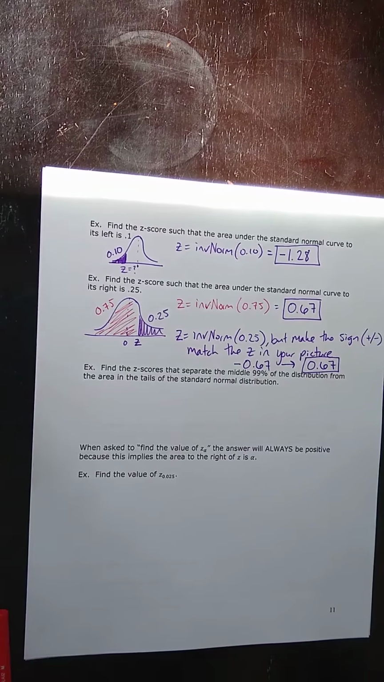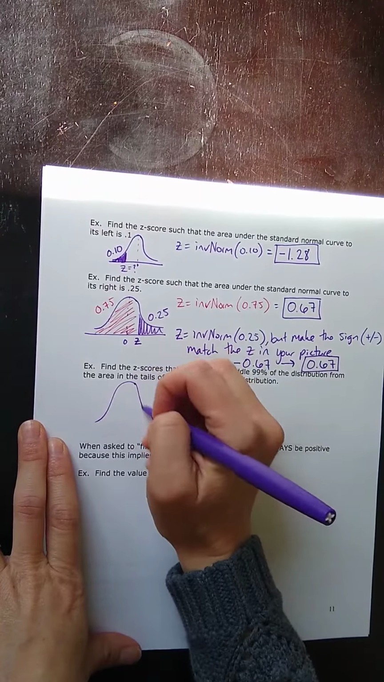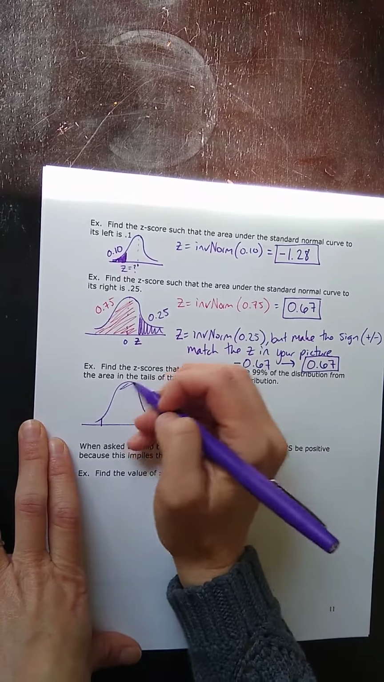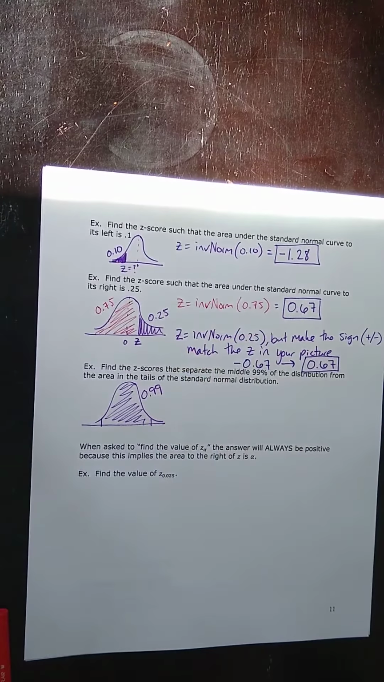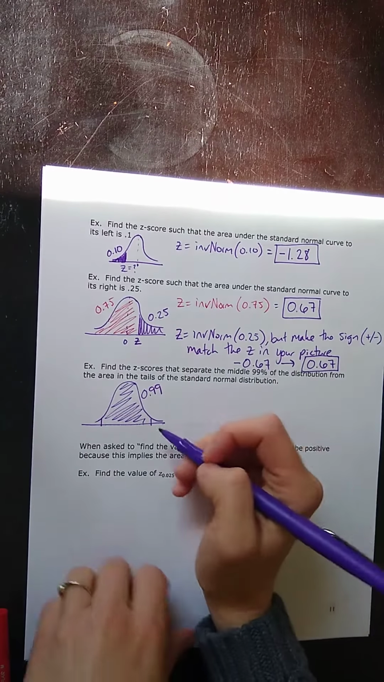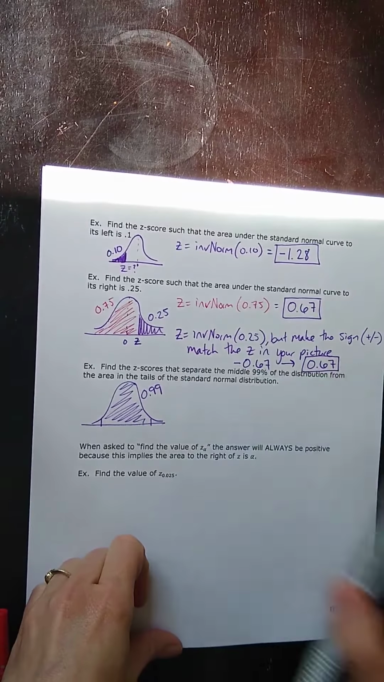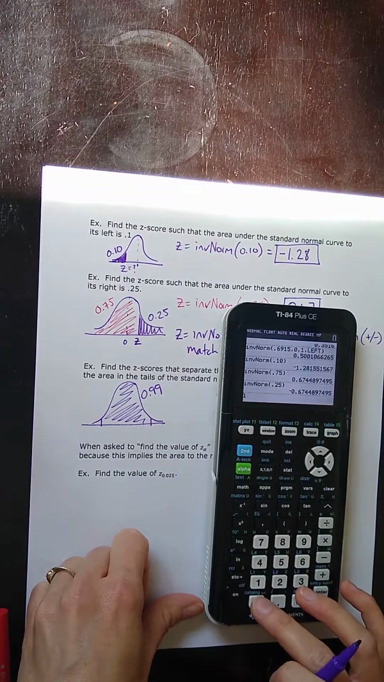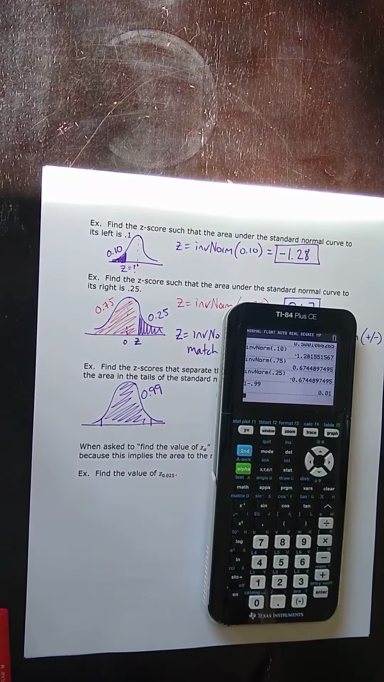Find the z-scores that separate the middle 99% of the distribution from the area in the tails of the standard normal distribution. So this time, they're saying we've got almost everybody in here. Everybody in here is 99% of everybody. So there's just a little bit here, a little bit here. Well, how much is that little bit? Well, if you take 99% away from 100%, you have 1%, right? So in terms of decimals, that's 0.01.